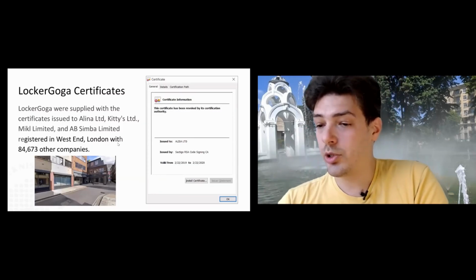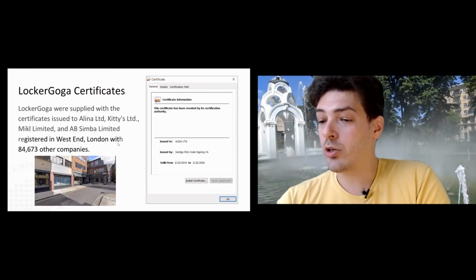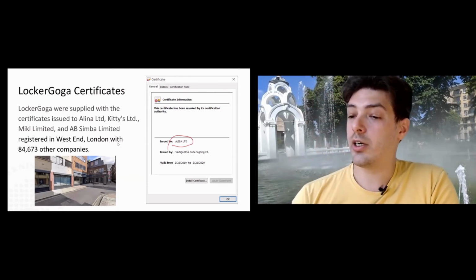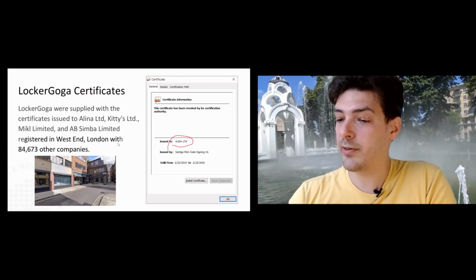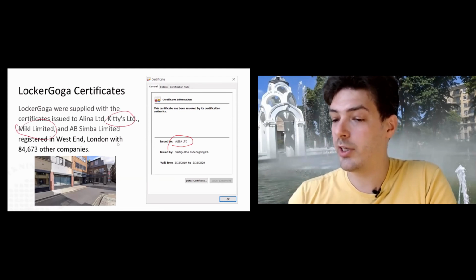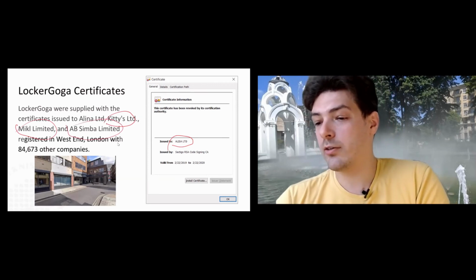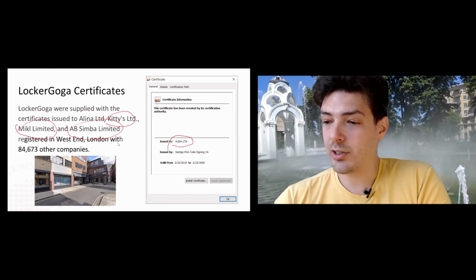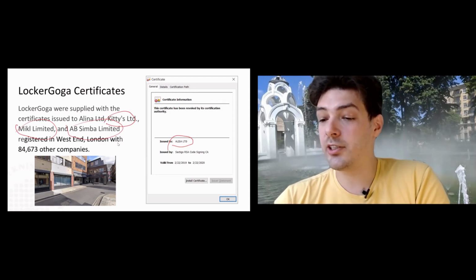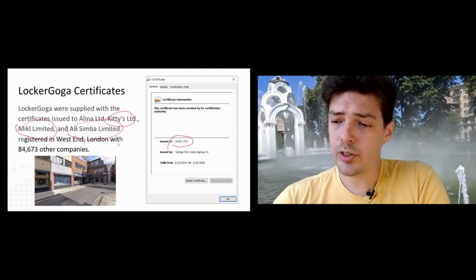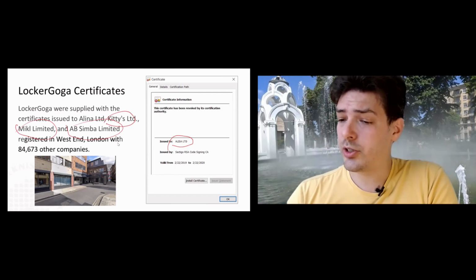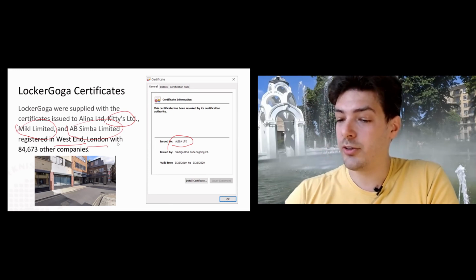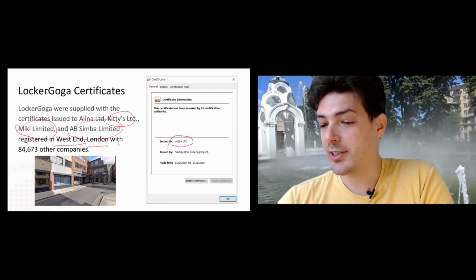And fake certificates were used in LockerGoga and MegaCortex attacks. In LockerGoga, you can see the certificate issued to a fake company called Alisa Ltd. In other samples, we managed to find other companies like Titis Ltd, Mickey Limited, AB Simba Limited. All these are fake companies registered in one place, and the address of these companies was used to issue the certificate. The interesting peculiarity is that they were all registered at the same address in West End London with 84 and 673 other companies.